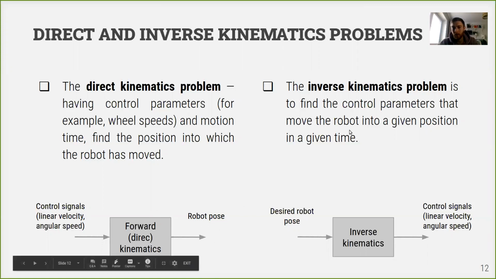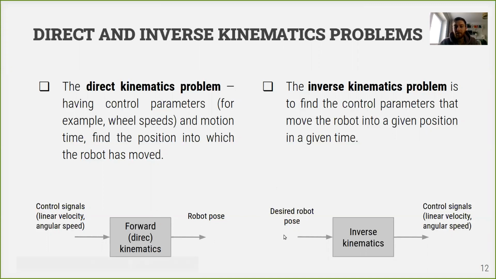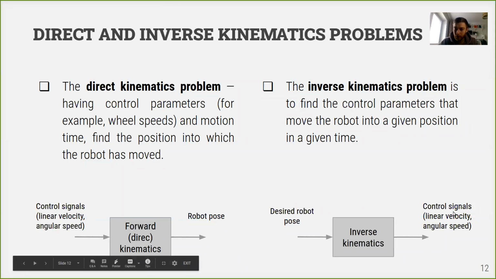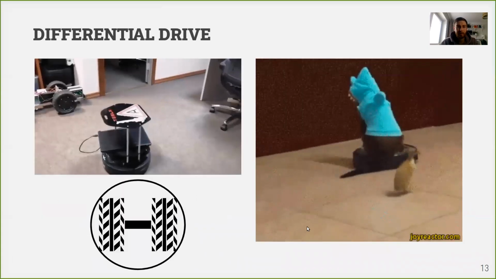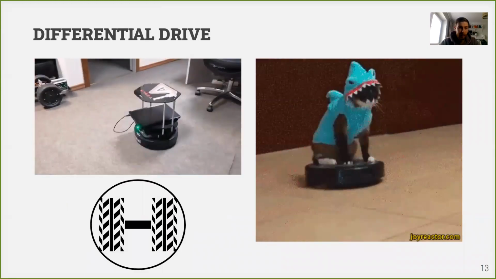And there is another problem called the inverse kinematics problem. In this problem, we have a desired robot pose. For instance, we know where we want to move, and we have to compute the control signals we need to apply to the robot to move to this pose. So in the forward or direct kinematic problem, we are finding the robot pose given the control signals. And vice versa, with the inverse kinematics problem, we are finding control signals which we need to apply to our robot to reach the desired pose. These are two inverse problems. I hope it is also clear.